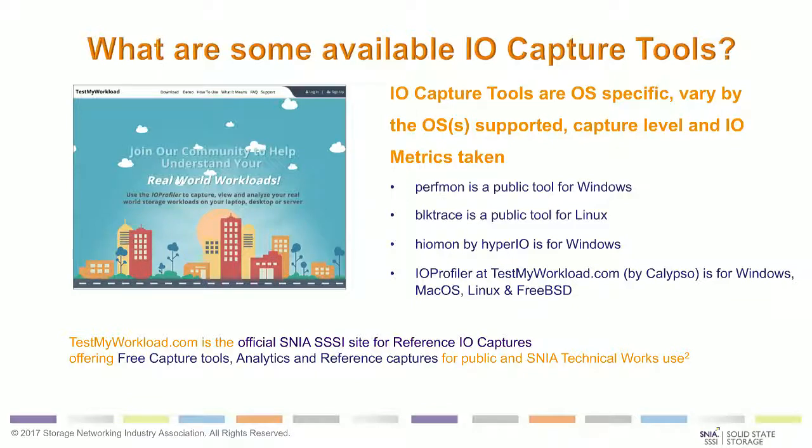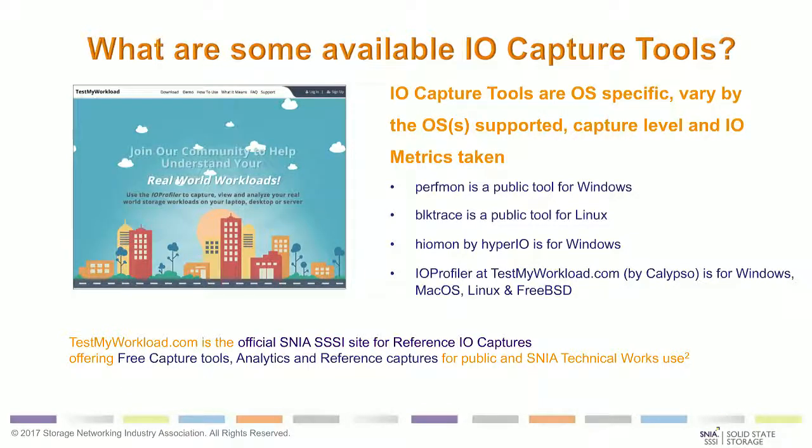Well, every operating system generally has a free tool, such as perfmon, which is available for Windows, and blktrace for Linux. There are also private tools such as hIOmon by HyperI/O for Windows, and the IO profiler tools, which are by Calypso, that are available on the Test by Workload site.